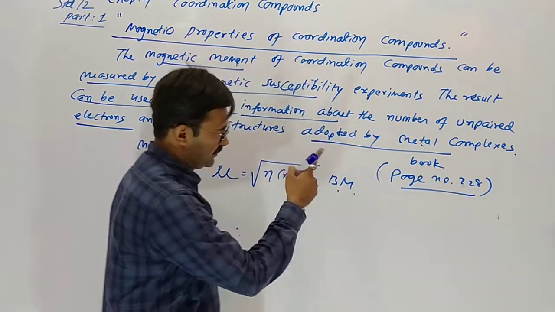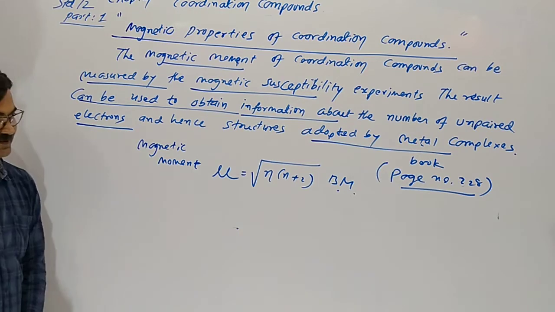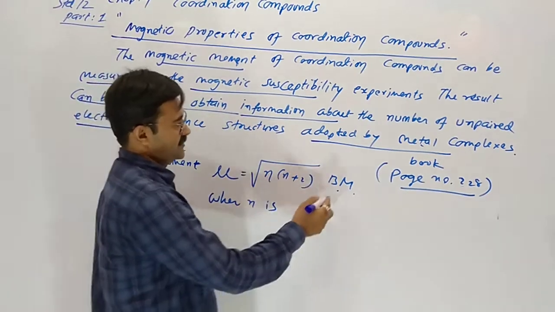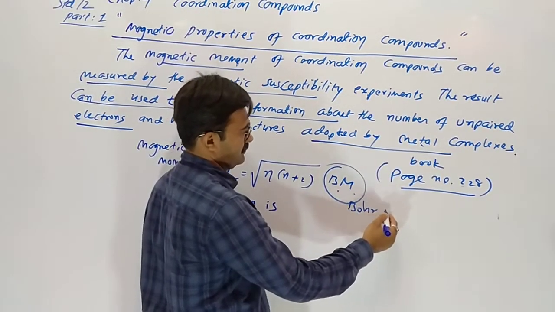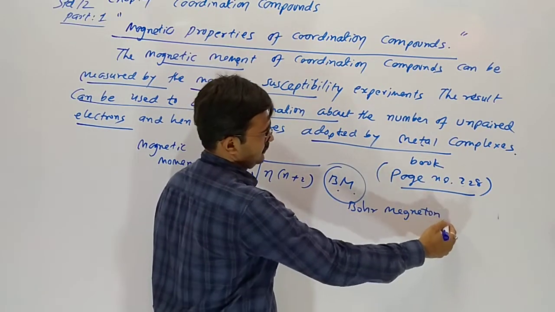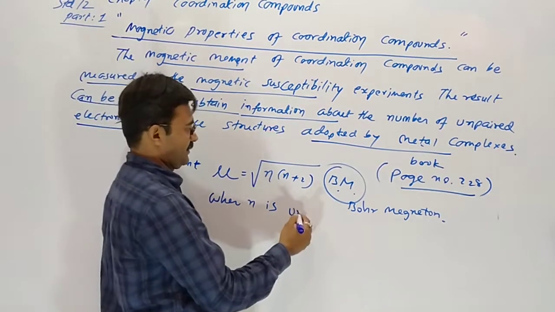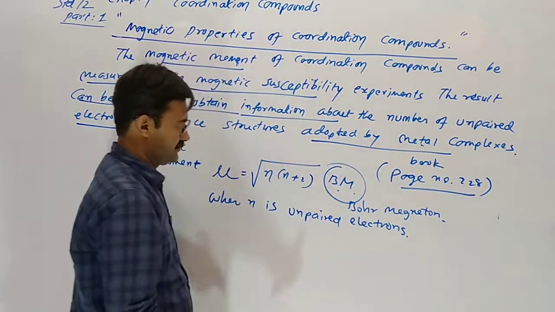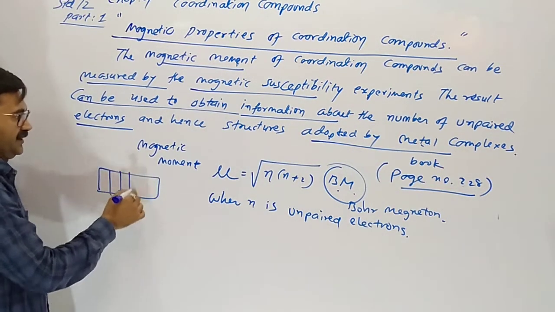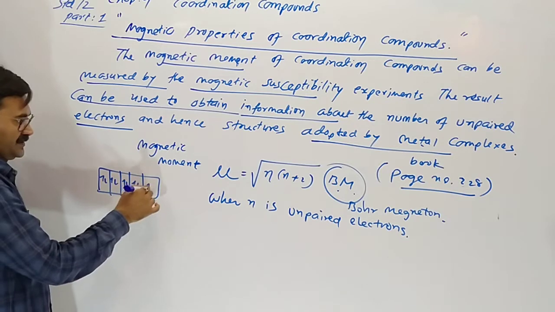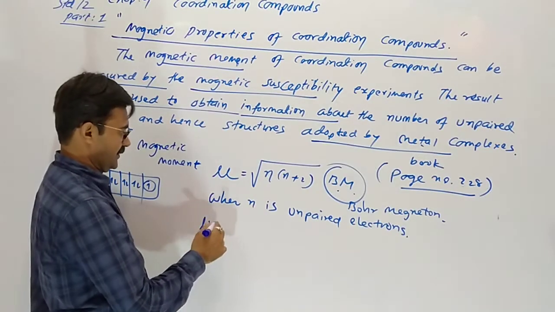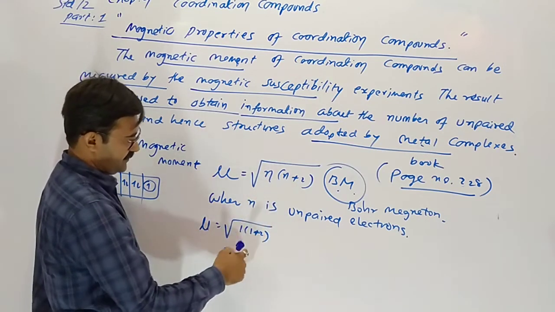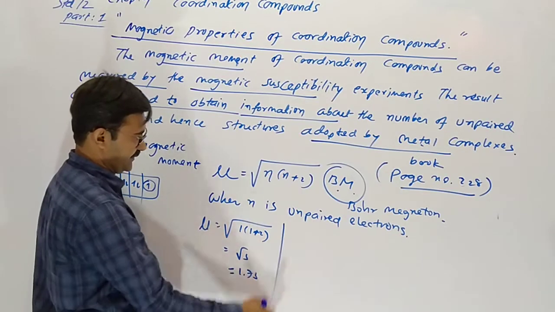In this chapter it is not given, but in your book page number 228 is given, where BM is a unit, Bohr magneton. N is the number of unpaired electrons. Suppose one unpaired electron in our central atom. So here it will be 1 plus 2, 3. Root 3 means 1.73.